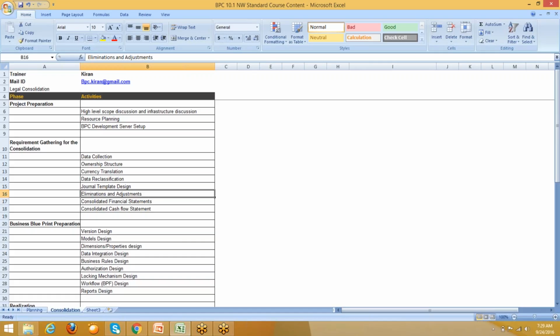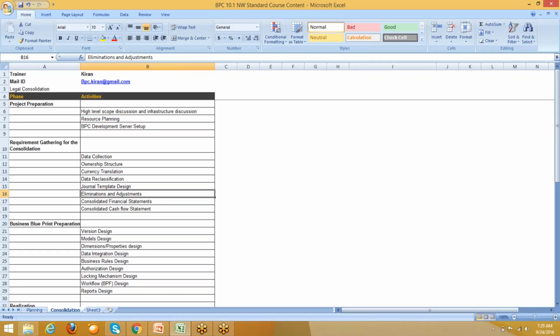Also, as part of elimination adjustments, you have to understand if there are subsidiaries, how you are going to calculate the minority interest, how they are calculating the minority interest, how they are calculating consolidation of investment eliminations.